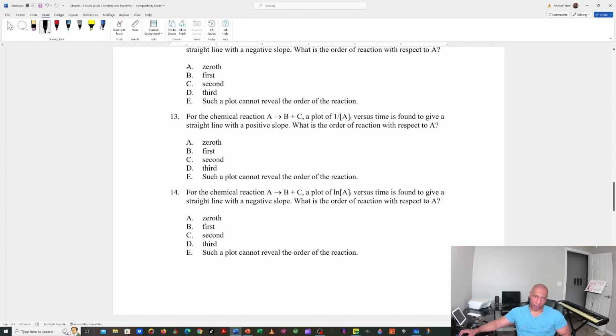Number 13, for the chemical reaction, A yields B plus C. A plot of the reciprocal of the concentration of A versus time is found to give a straight line with a positive slope. What is the order of the reaction with respect to A? We know if it's reciprocal, then you start thinking second order. Okay, so the answer, of course, is going to be C.